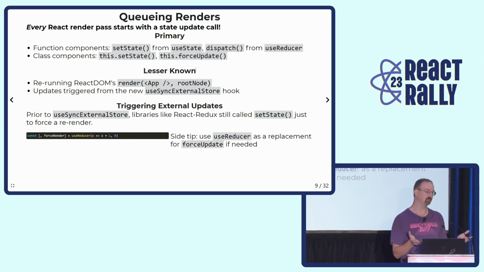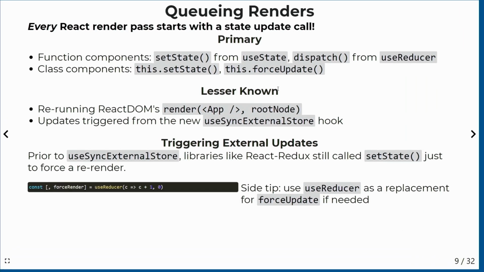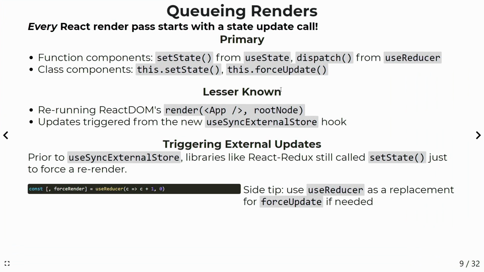Every React render starts with some kind of a call to set state. Today, that's mostly the set state functions from the useState hook or the equivalent dispatch function from the useReducer hook. In class components, it's this.setState or this.forceUpdate. There's also a couple other ways to trigger an update. You can actually call the top level ReactDOM render function again, and it's kind of like a set state in a non-existent parent component, roughly. And then there's the useSyncExternalStore hook, which is meant for use with libraries like Redux or Zustand or Jotai.